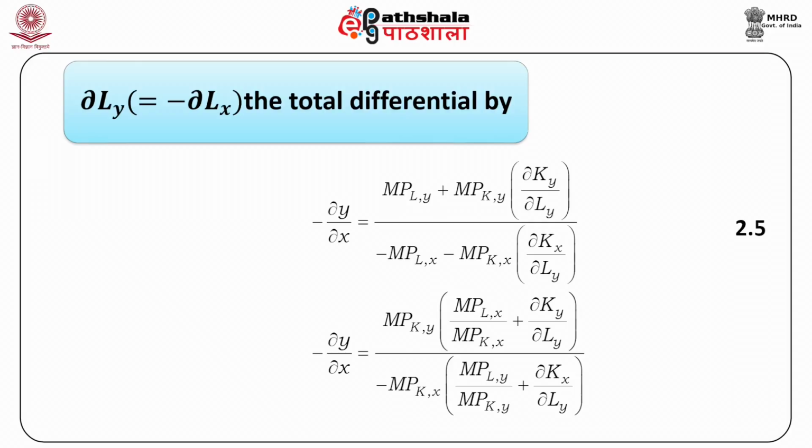Substituting 2.2 into 2.3, the expression 2.4 and 2.2 and 2.3 into 2.4, we get a complex expression as follows: minus of del y upon del x, which is the slope of the production possibility frontier, would be equal to MPKY whole bracket MPLY upon MPKY plus del ky upon del Ly whole upon minus of MPKX whole bracket MPLY upon MPKY plus del kx upon del Lx.